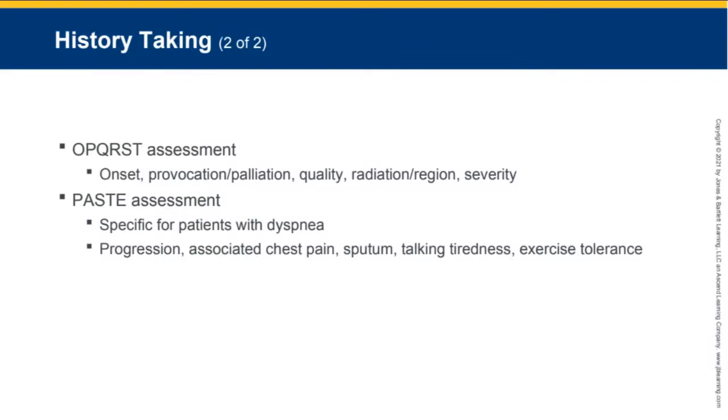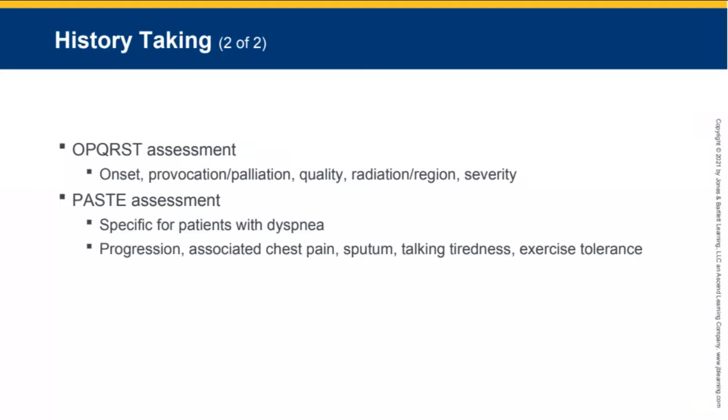A is for associated chest pain. Chest pain in the presence of dyspnea can be a significant symptom of a cardiac problem. S is for sputum. Has the patient been coughing up sputum? Mucus-like sputum could indicate respiratory infection, while pink frothy sputum is indicative of fluid in the lung, and a problem like pulmonary embolism may not have any sputum at all present.